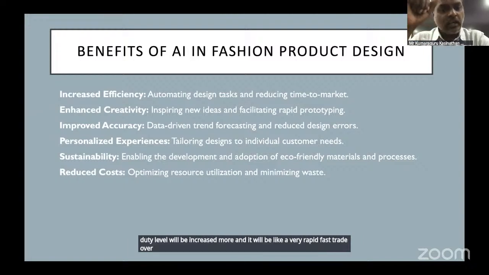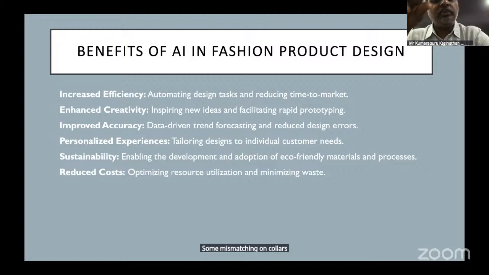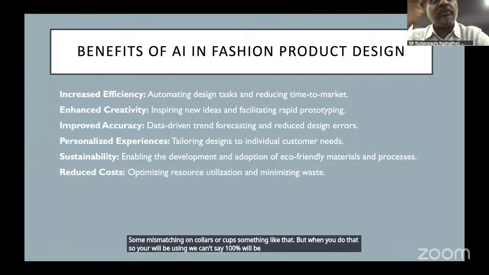Then it improves the accuracy also. When we do sketching and styling manually, sometimes we may mismatch the laps of the product on the shirts, like some mismatching on collars or cuffs. But in AI, errors will be minimized. We can't say 100% perfect data or perfect analysis, but some errors could be reduced actually.